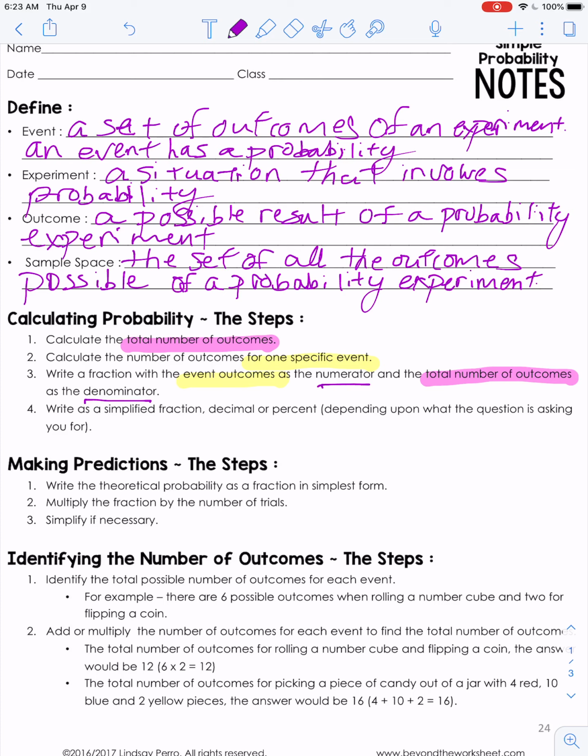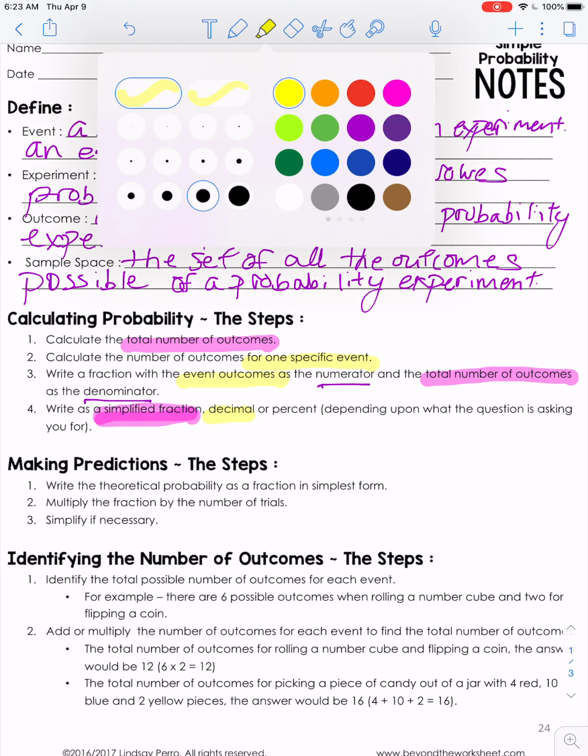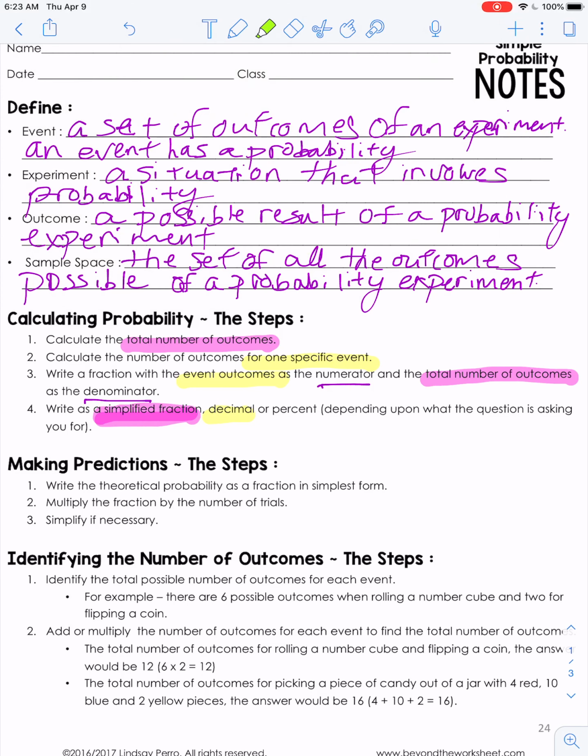So these are the 3 different ways that we can write a probability. We can do it as a simplified fraction, as a decimal, or as a percent. Those are the 3 ways that we can write out a probability.